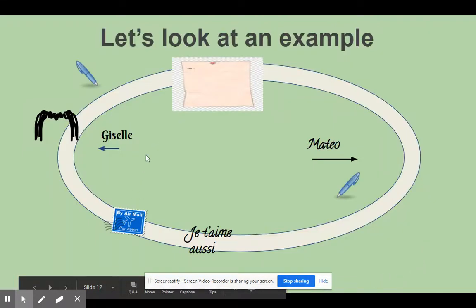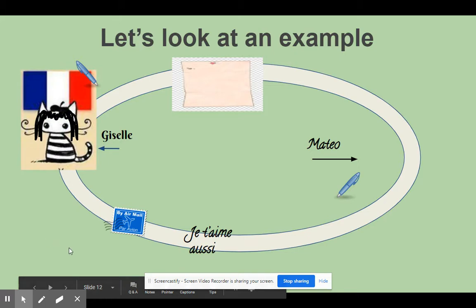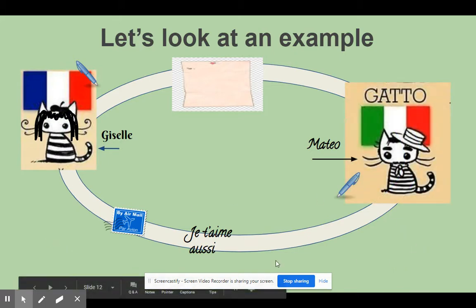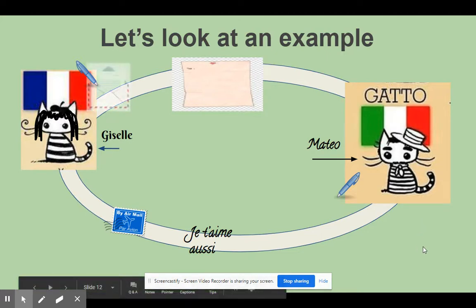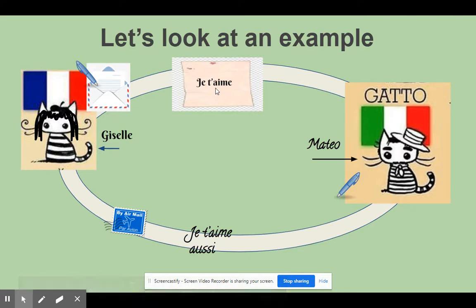This is Giselle. Didn't know she was a cat, did you? Okay, and this is Matteo. Okay, so Giselle is French, Matteo is Italian. All right, so she encodes a message by writing him a letter. The message is Je t'aime, which means I love you.